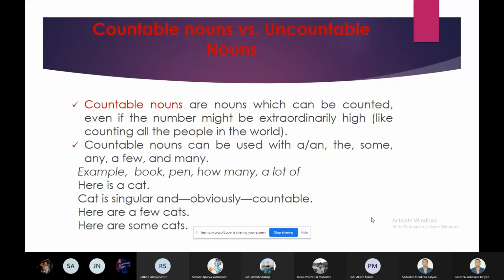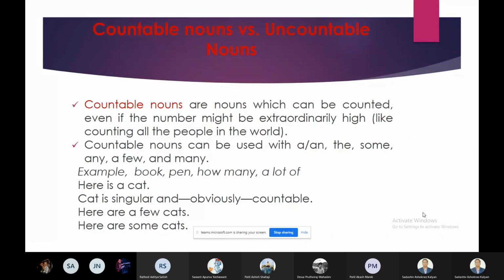Okay, so here I have put an example in front of us. For example, a book, we can say a book, a pen. How many, a lot of. Here I have also given one example: here is a cat. In this sentence, cat is considered singular and it is also a countable noun. Here are a few cats, here are some cats. These cats are countable, so that's why it is considered a countable noun.